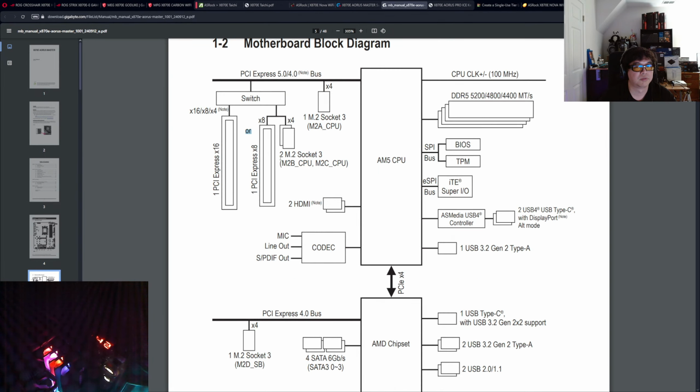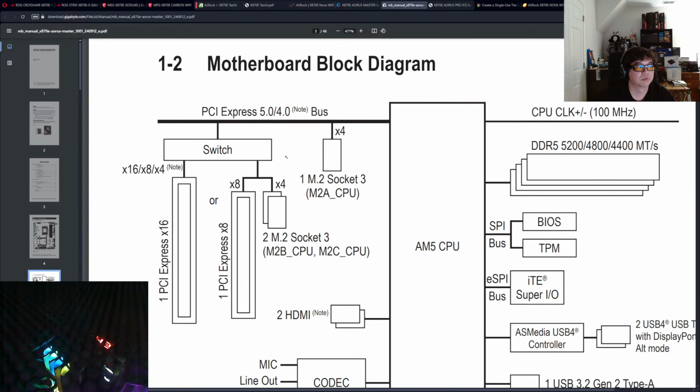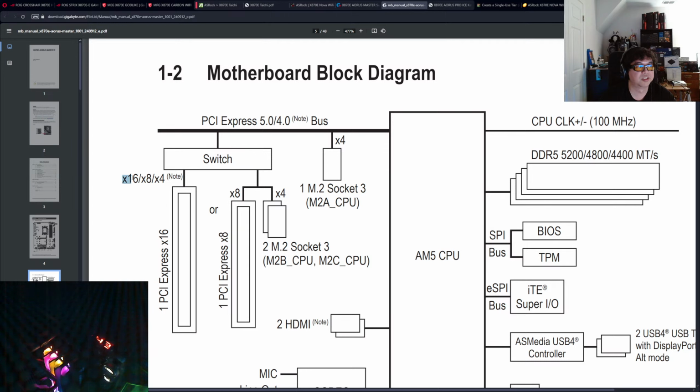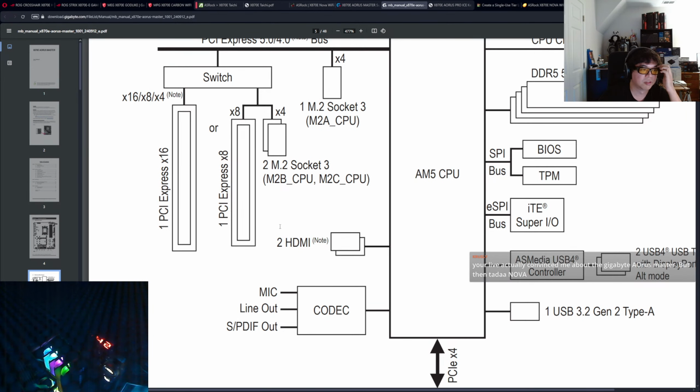Or it's 16 for the GPU with nothing else plugged in, or 8 lanes to the GPU, and then 4 lanes for this one, and 4 lanes for that one. See, so it's just like I drew in the block diagram. There's a whole bunch of sharing of the GPU lanes on a lot of these motherboards.